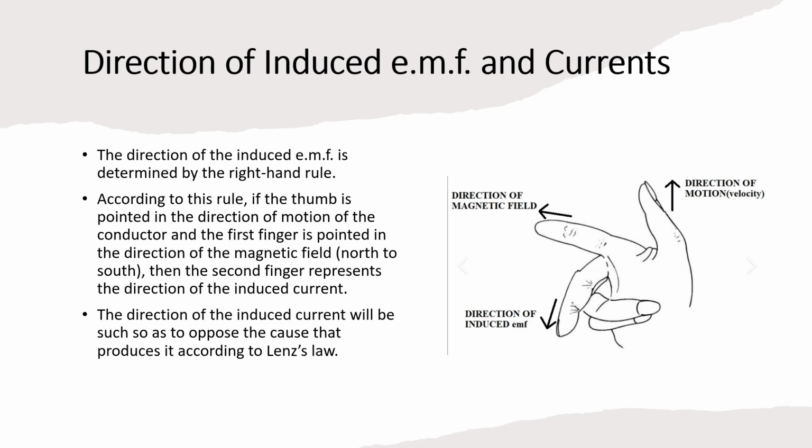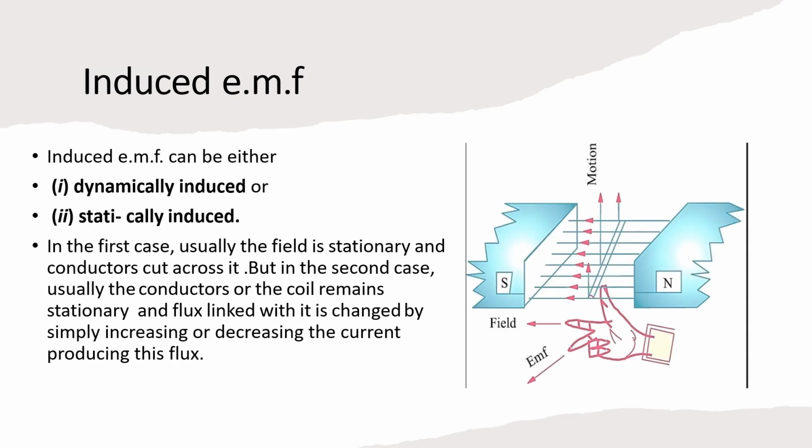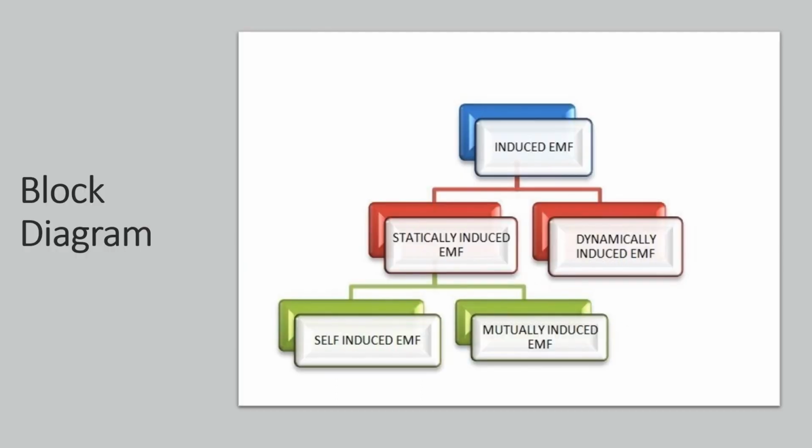Induced E.M.F can be either 1. dynamically induced or 2. statically induced. In the first case, usually the field is stationary and conductors cut across it, but in the second case, usually the conductors or the coil remain stationary and the flux linked with it is changed by simply increasing or decreasing the current producing this flux. Here is a block diagram showing different types of E.M.F.